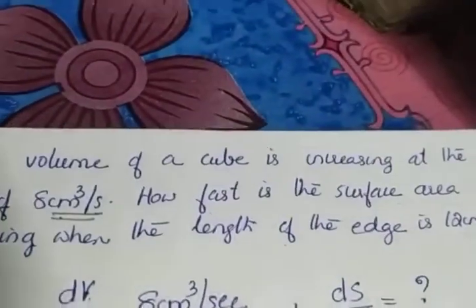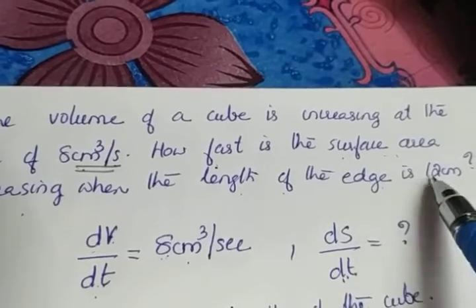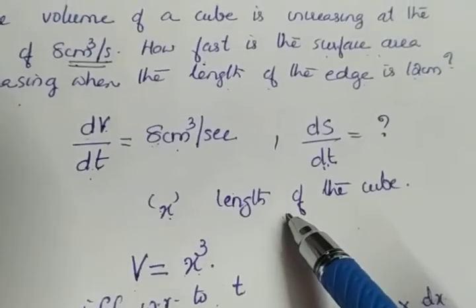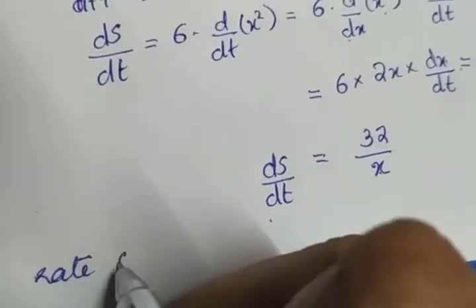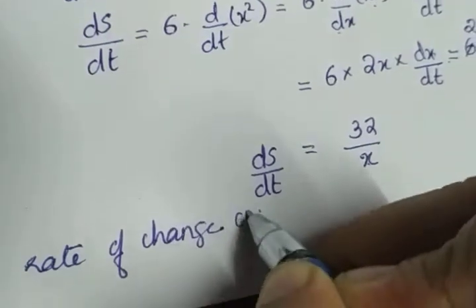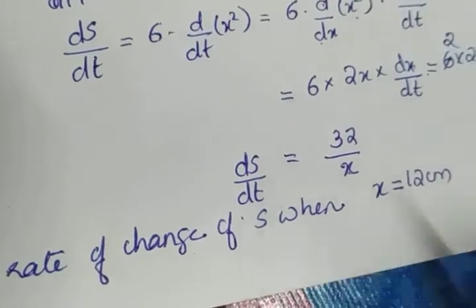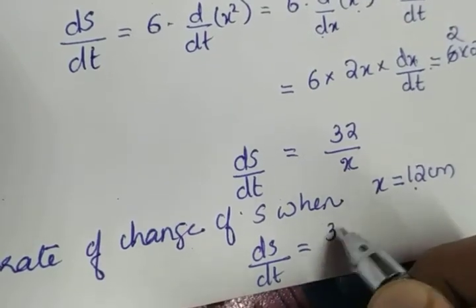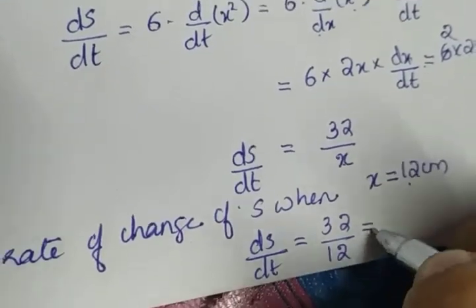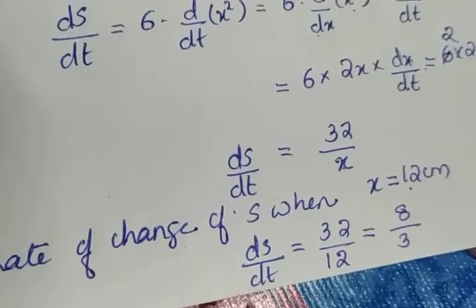Okay, again go back to the question. What's the question? We have to find how fast is the surface area increasing when the length of the edge is 12 centimeter. We took the length of the edge of the cube as x, and we got ds by dt as 32 by x. So the question is to find the rate of change of S when x is equal to 12 centimeters. So what we will do is, in the value of ds by dt, wherever x is there, we will put the value 12. So what we get is 32 by 12. While cancelling, 8 times 4 gives you 32 and 3 times 4 gives you 12. So we are getting the value 8 by 3.